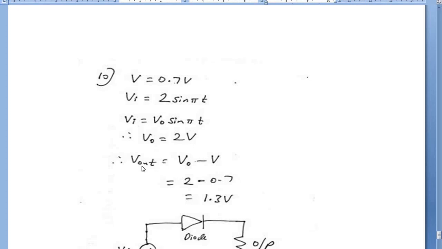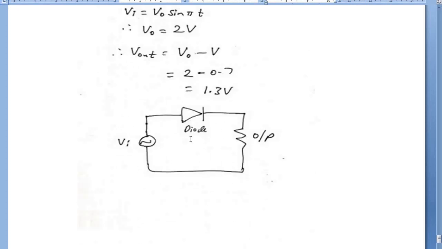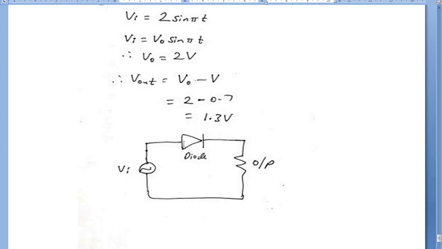So if we apply Kirchhoff's law here, Vi is equal to V plus V out. So what is V out? V out is peak voltage V0 minus V. The peak voltage is 2, and we will get a voltage drop across the diode, which is 0.7. So 2 minus 0.7, this total voltage is divided between the diode and the output. So 2 is equal to 0.7 plus 1.3, so the answer is 1.3.